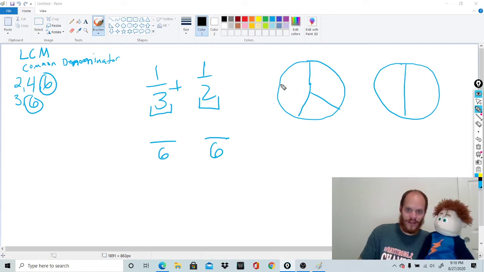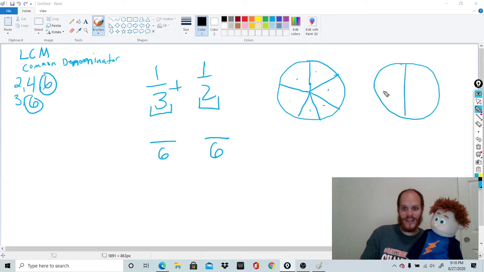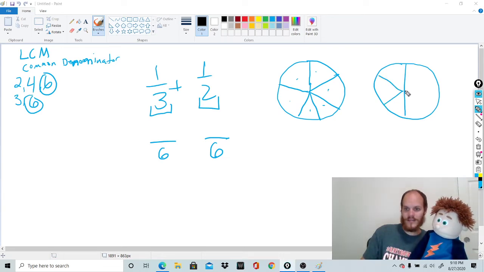Okay, with thirds, all I have to do is cut each one in half. Watch what happens. I now have 1, 2, 3, 4, 5, 6 pieces. Oh, that's crazy. Oh, wow. Yep, and then this I can actually break up into thirds, and I can make sixths. Now all these pieces are the same size, and I have 6 pieces.